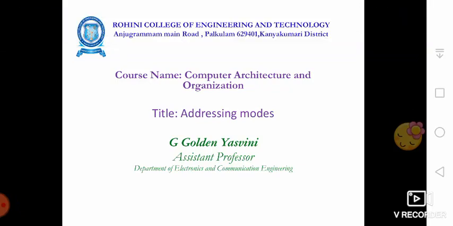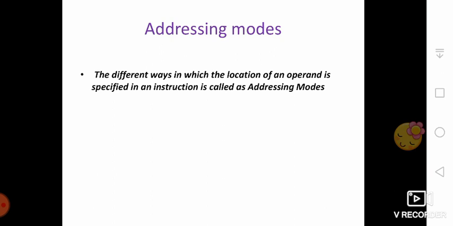I am here to present addressing modes in computer architecture and organization. Each instruction of a computer specifies an operation on certain data. The different ways in which the location of an operand is specified in an instruction are called addressing modes. So different operands will use different addressing modes.